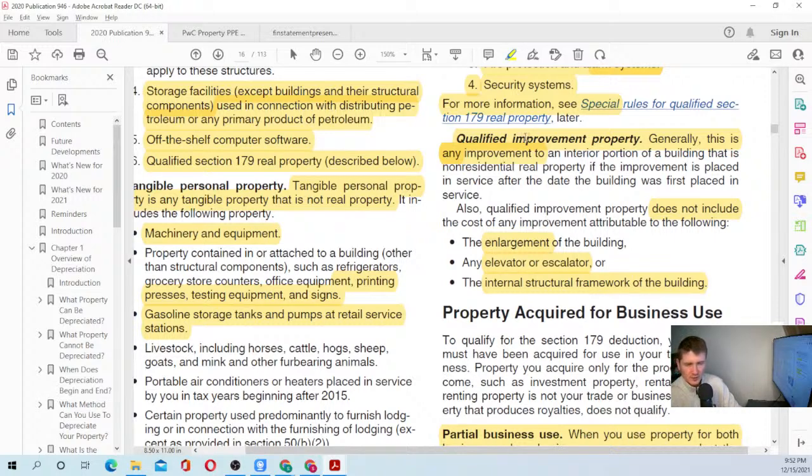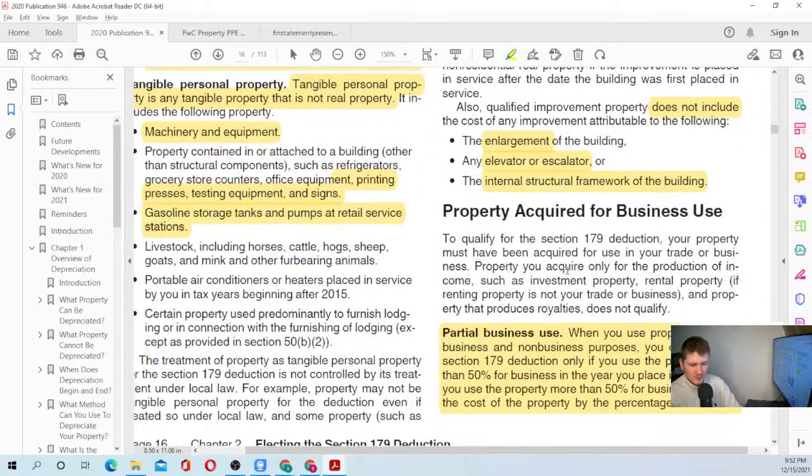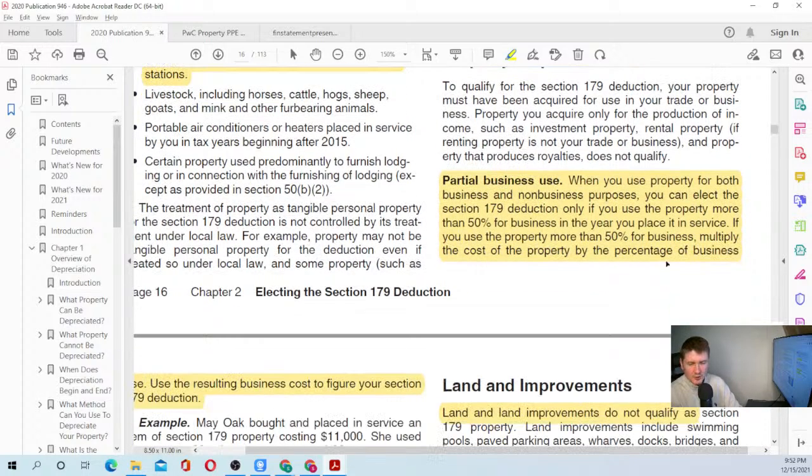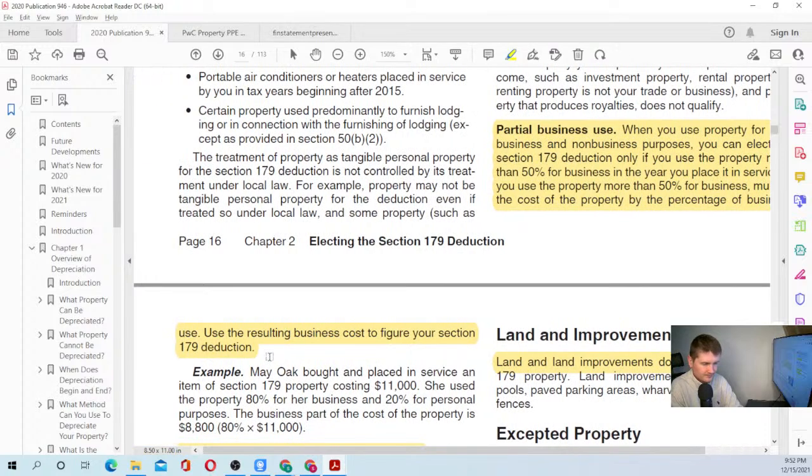Qualified doesn't include enlargement of the building, elevator or escalator, or internal structural framework of the building. So acquired for business use, I believe that should be clear. Partial business use: when you use property for both business and non-business purposes, you can elect the section 179 deduction only if you use the property more than 50% for business in the year you place it in service. If you use the property more than 50% for business, multiply the cost of the property by the percentage of business use. Use the resulting business cost to figure out your deduction.